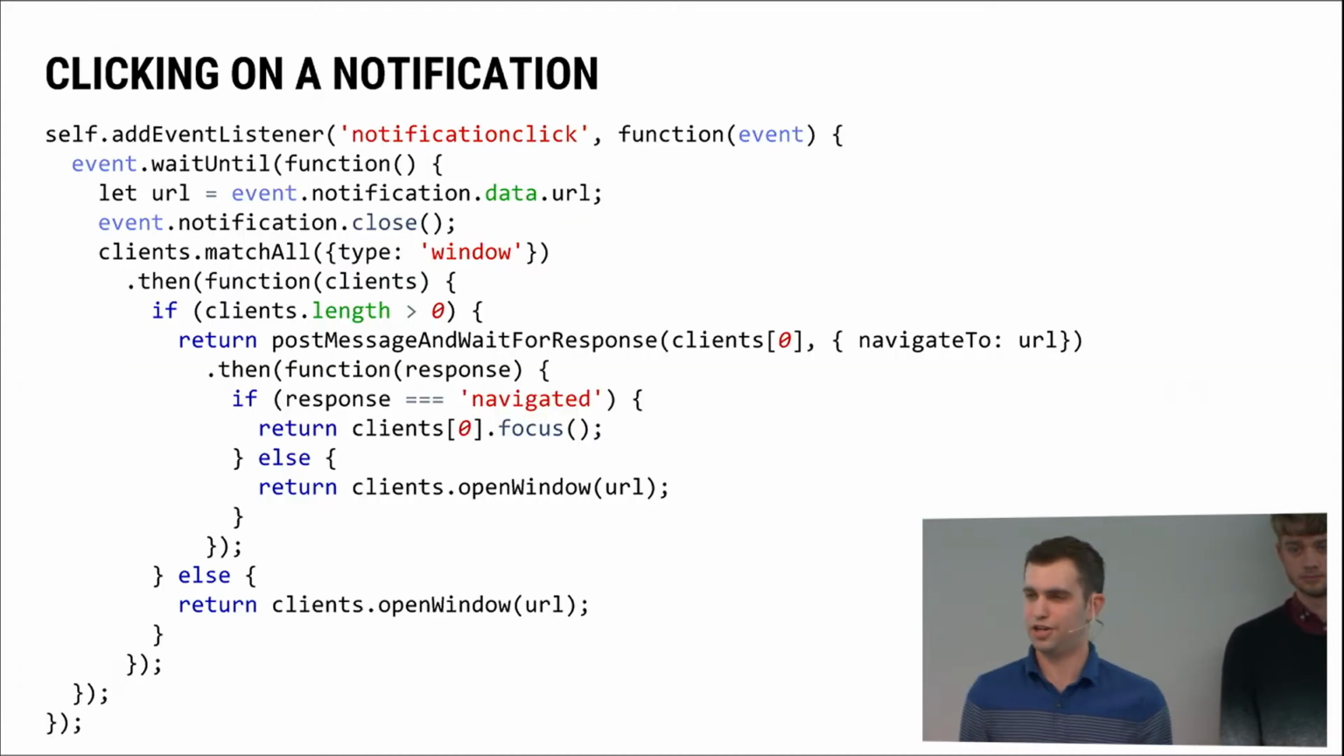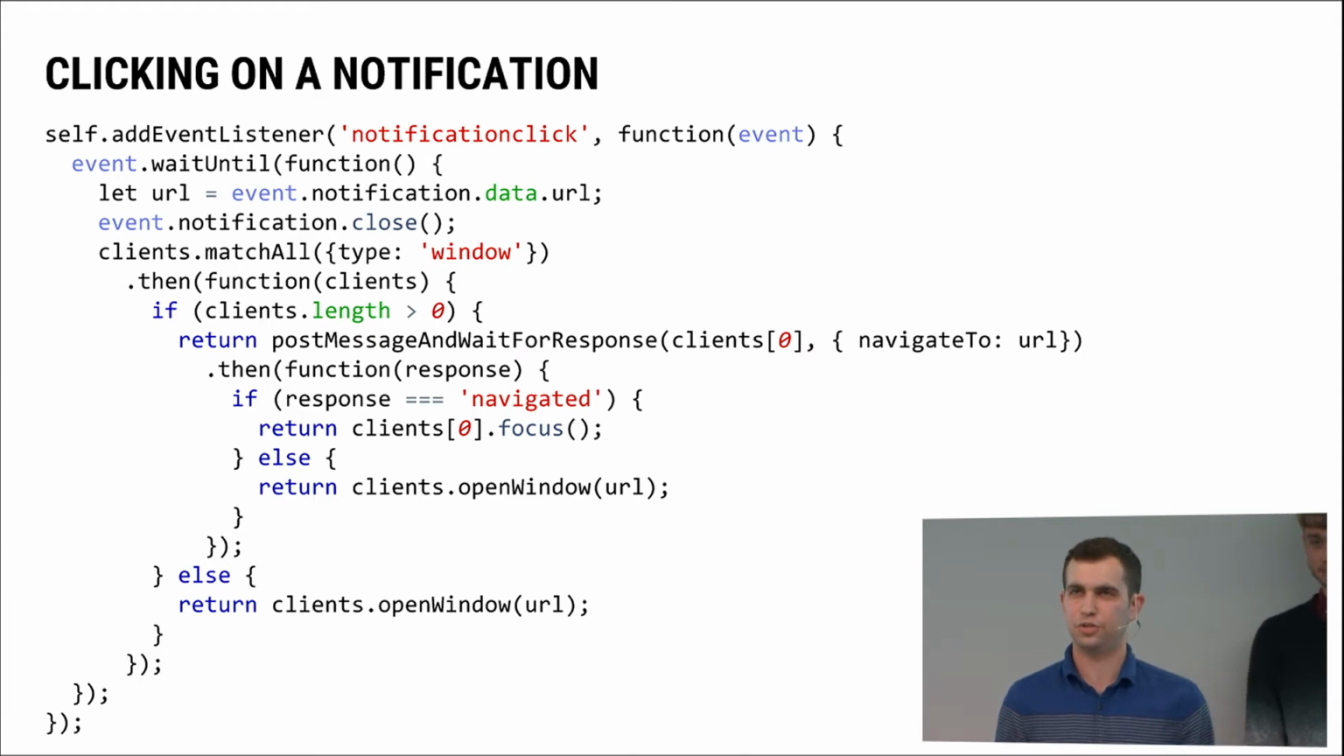So once you've shown a notification, the user maybe wants to click on it. This is example code you could use to handle clicking on a notification. This is a little more complicated than it has to be, but it's a pretty good implementation that deals with some edge cases. You could certainly come up with something way simpler.